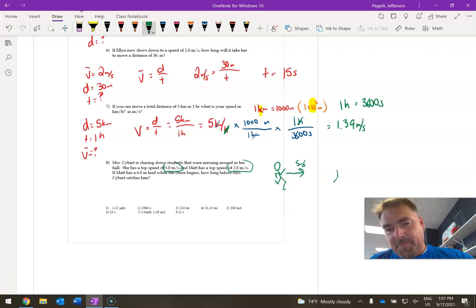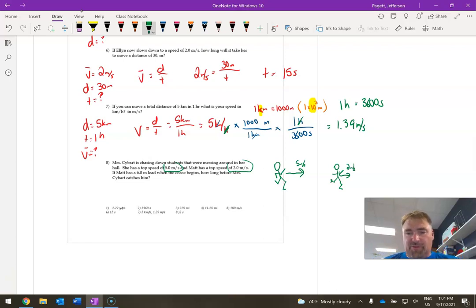Matt, significantly slower, possibly because of his broken leg that I just drew. Sorry about that, Matt. Has a top speed of only 2 meters per second. Okay? So if you think about this, relative velocity-wise, Seibert's moving at 5, Matt's moving at 2. That means Seibert is actually gaining on Matt only at 3 meters per second.